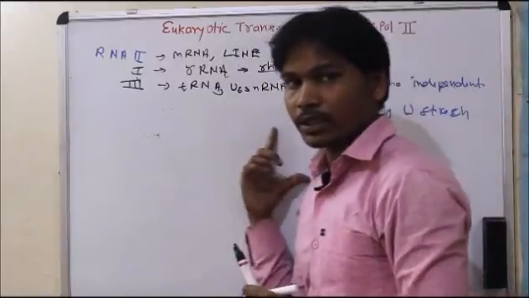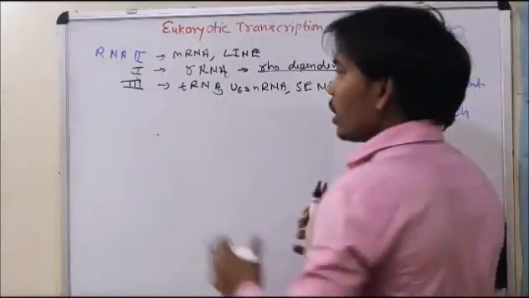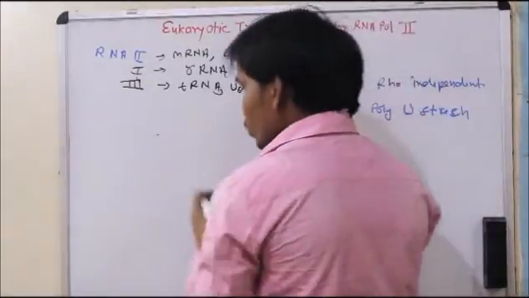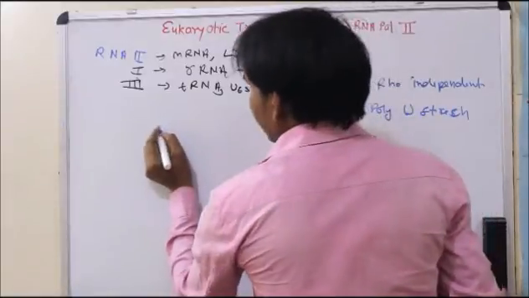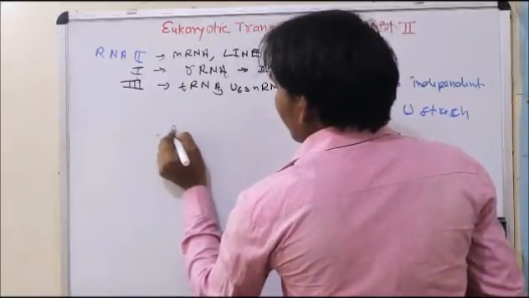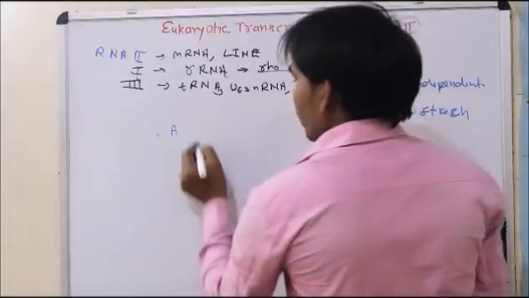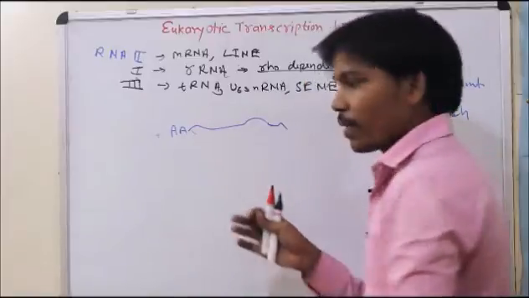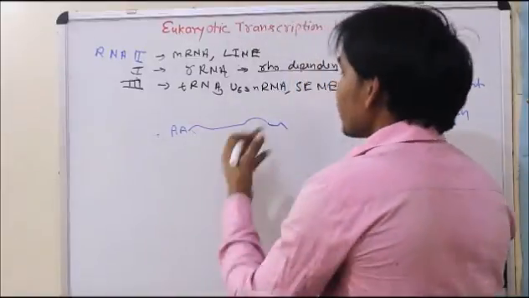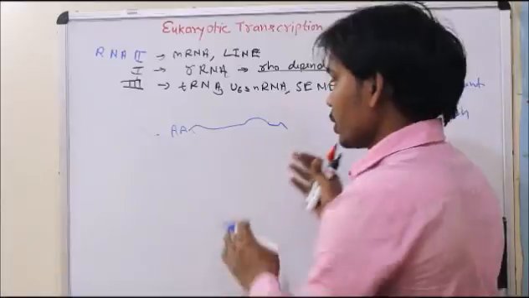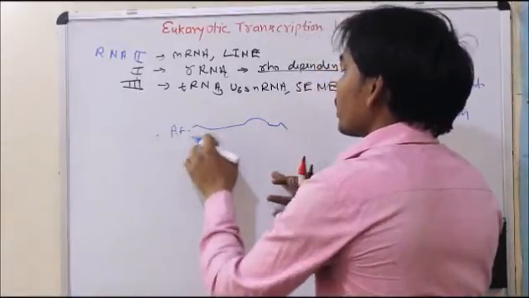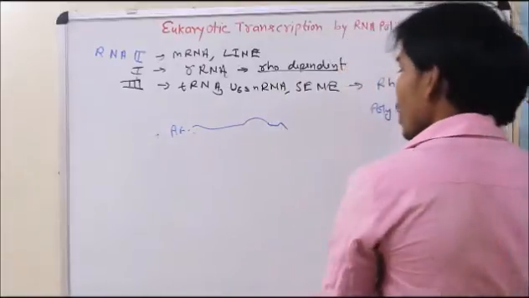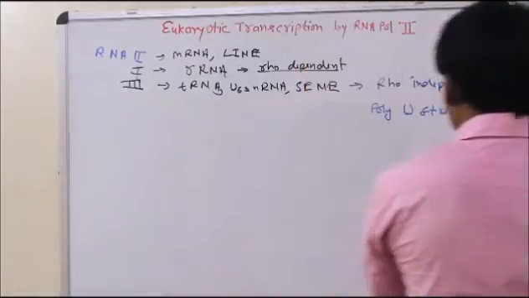RNA polymerase II has the most complex termination process in eukaryotes. Polyadenylation occurs at the 3 prime end of the mRNA, then the transcript is cleaved at the site, and the termination occurs. So there is the polyadenylation process, the cutting at the polyadenylation site, and then termination. This was the termination process in eukaryotes.